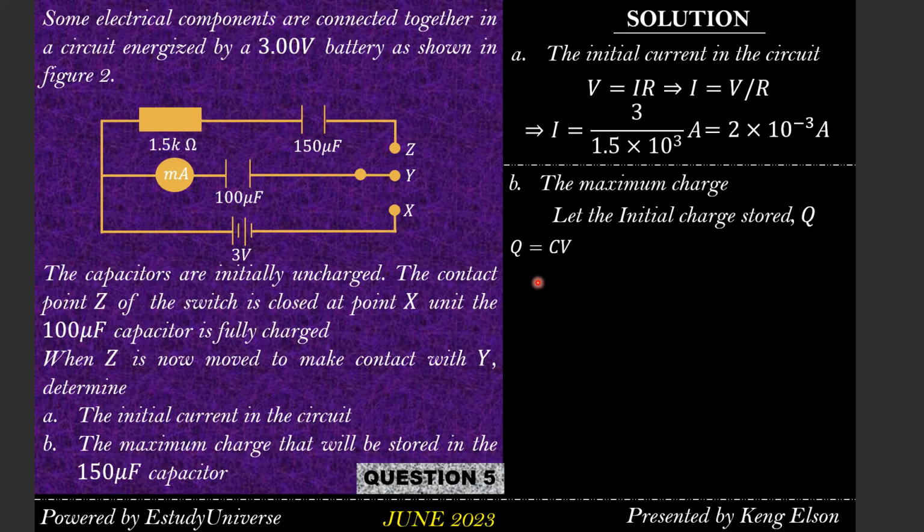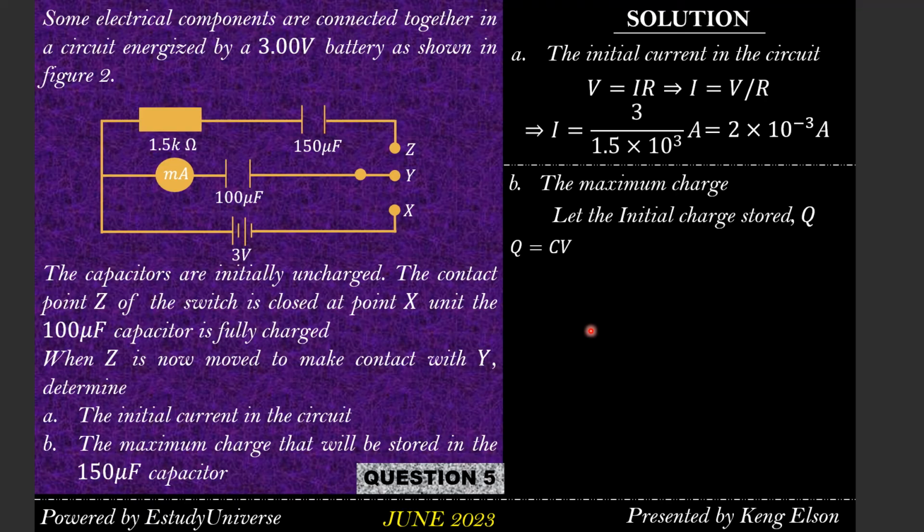Initially you realize that because the question says that when Z is now moved to make a contact with Y, it means that Z was not initially with Y. So it means that initially the 150 microfarad capacitor was not involved in the system. We just had this little part down. In fact, this switch here was open, so the current was not going through this way, so this empty space was there.